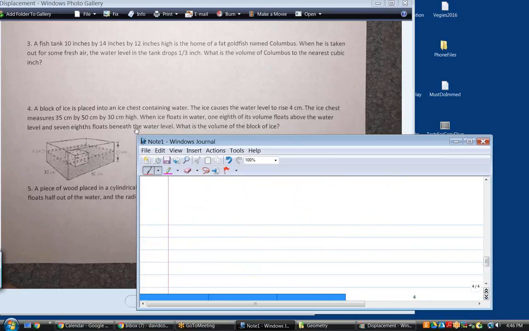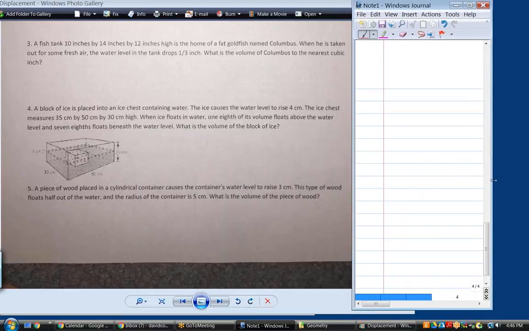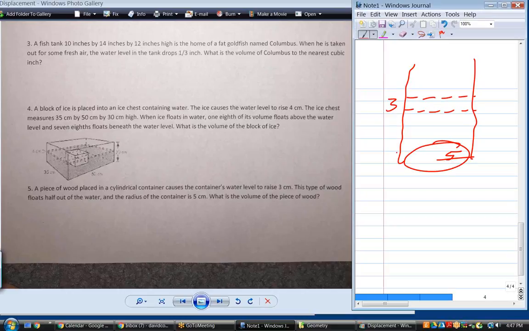The last one on this page is quite similar to that one. Only it's a cylindrical container that has a radius of 5. It has a water level right there. And when a piece of wood, half of which is floating in the water, half of which is not, raises the water level by 3 centimeters. What's the volume of the entire piece of wood?